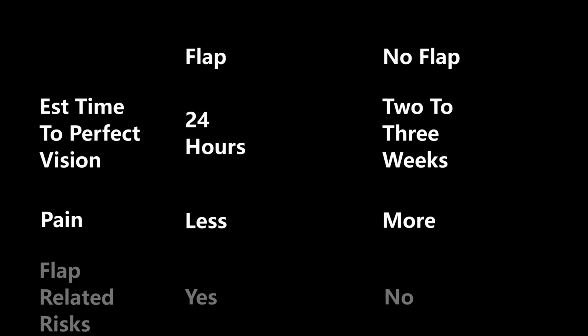Additionally, patients who undergo flap surgery may experience less pain during post-op recovery. This is because for flap surgery, you are only cutting a flap, while for no flap surgery, you are removing the epithelium. However, the epithelium would regrow fully in time. Thus, patients who undergo no flap surgery would not have any flap-related risks, unlike patients who undergo flap surgery.